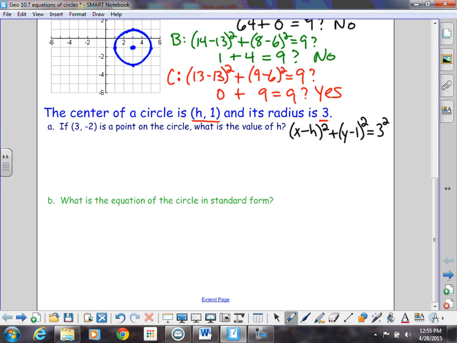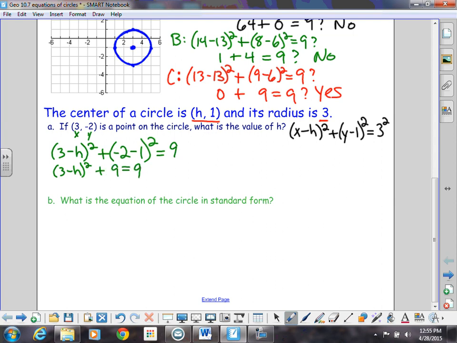So in this first part, they're saying we know a point, so we're going to be plugging that into our equation. If I plug that into the equation, that's going to give me 3 minus, remember I don't have h, so I'm just going to leave h there. And then I'm going to have negative 2 for the y, and then minus 1 squared, and equals 3 squared. Let's go ahead and put 9 instead of 3 squared. So let's simplify this as much as possible. I can't do anything with the 3 minus h squared, so I'm going to leave that there. Negative 2 minus 1 squared, that's going to give me 9.